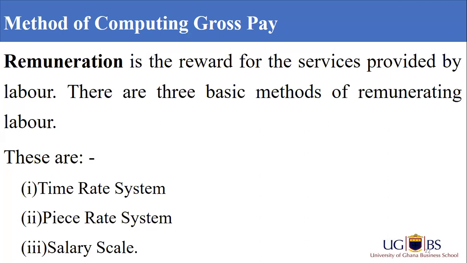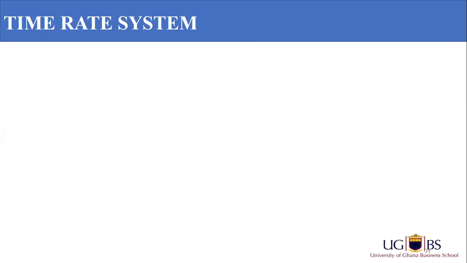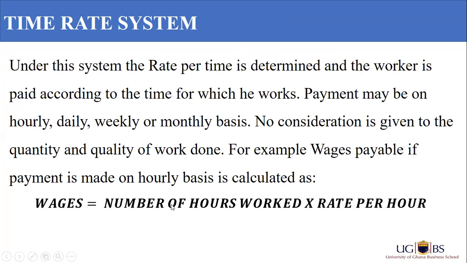The time rate is when you are being paid on a timely basis. Can be hourly, daily, weekly. And then the piece rate is basically on output, what you've produced, the number of units you've produced. The salary scale is based on the grade. So that's the same thing here. It is calculated as number of hours worked times the rate per hour.